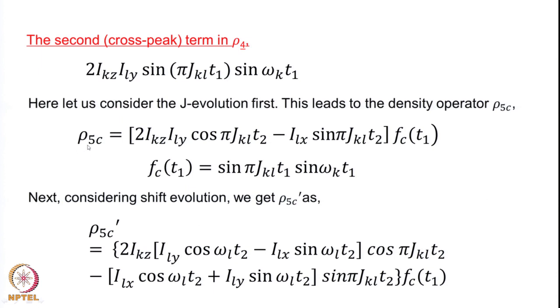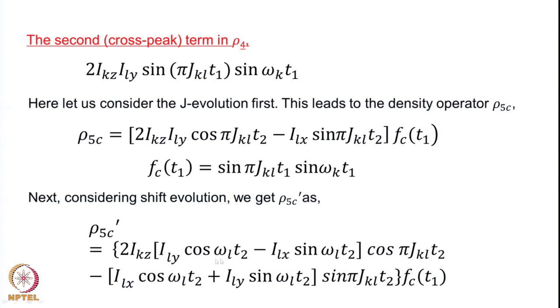So, if I call this rho 5c, I get here 2IkzIly cosine πJklt2 minus Ilx sin πJklt2 times fct1. Fct1 is this term here, sin πJklt1 sin ωkt1, which I represent as fct1. And then after this J evolution we consider the shift evolution. Each one of these terms will evolve under the chemical shift. So, this gives me rho 5c dash, and I write it here as 2IkzIly evolves now with the frequency of ωl.